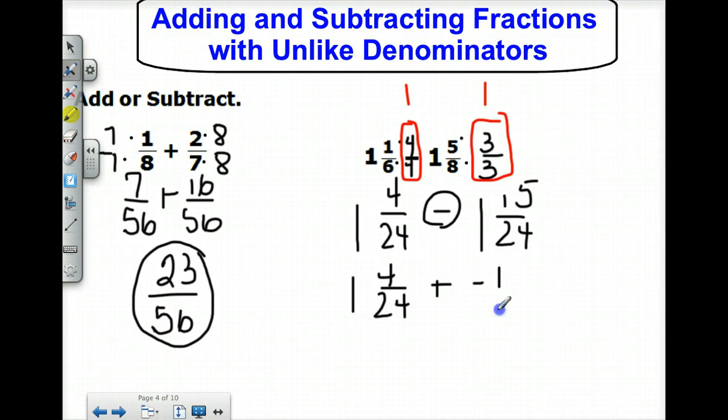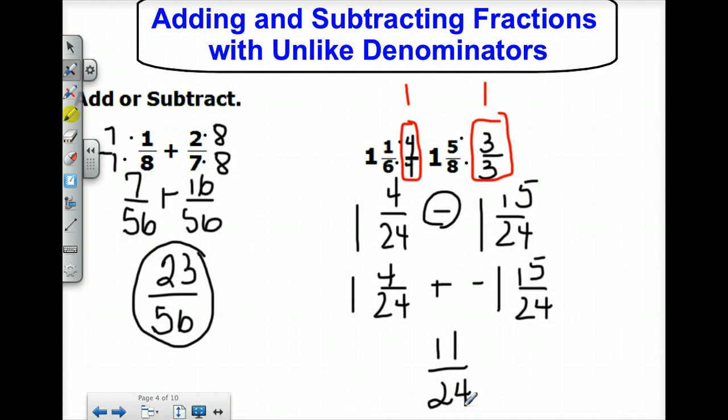That's right, that's a negative 1 and 15/24. Are the signs the same or are they different? They are different. Do we add or subtract? We subtract, so I'm going to start with the numerator. 15 and 4, when I subtract those two numbers, we get 11. Denominators, now they stay the same.